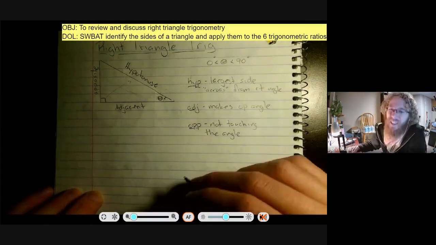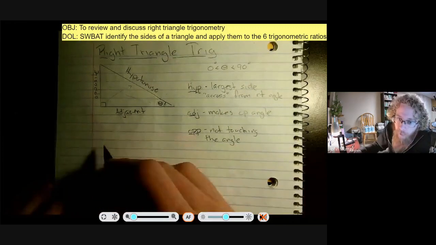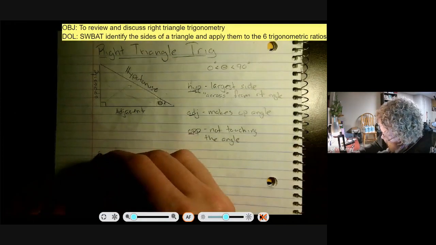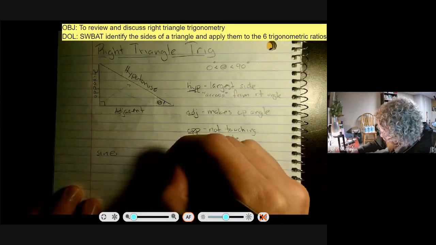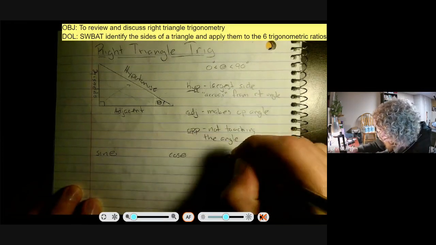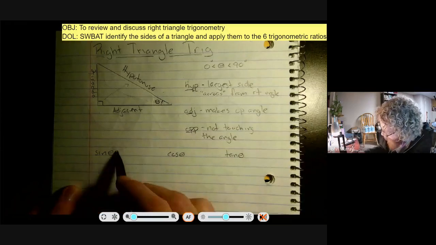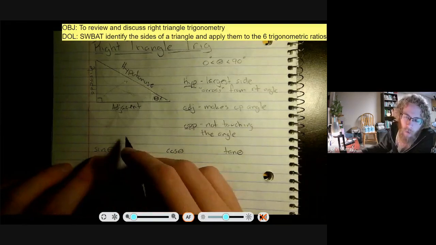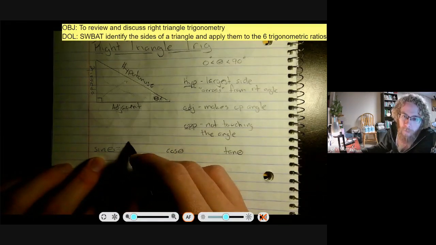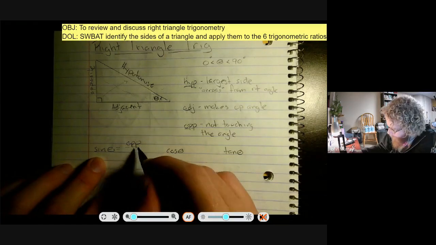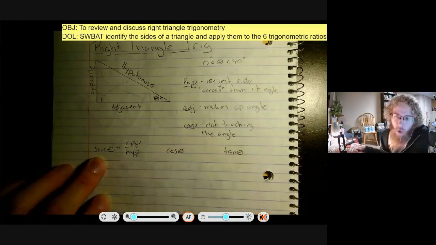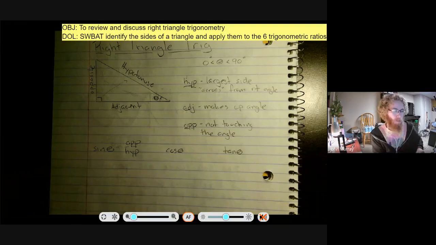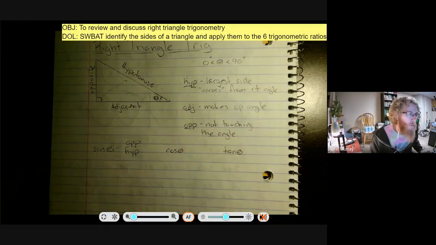All right, so the 6 trig functions we have, well, the first 3, maybe you remember from geometry. Okay, maybe not. The sine of the angle tells us the relationship, or the proportion, of the opposite side divided by the hypotenuse. All right, so if we're looking at it, let me see, which one do I want?